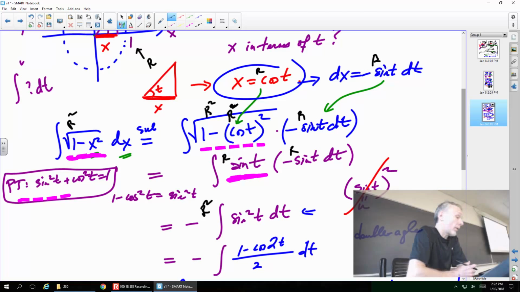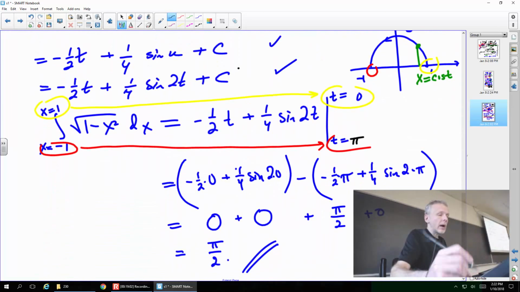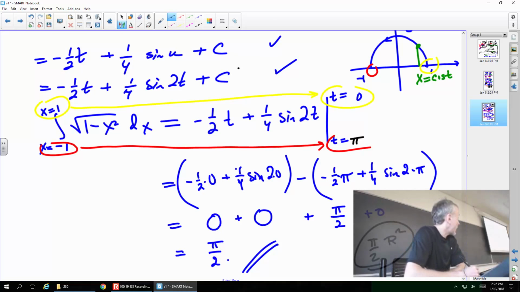So that's why everything works out, and the answer would be pi over 2 r squared. Once again, half of the circle, it doesn't matter what the radius is. The plan, the idea works out just as well in the exact same manner.